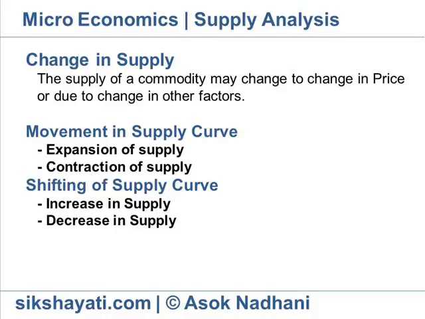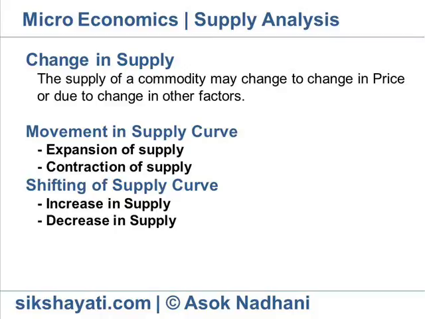Expansion of supply. When supply of a commodity increases on rise in its price, it is called expansion of supply. It is shown by upward movement of supply curve. Contraction of supply. When supply of a commodity decreases on fall in its price, it is called contraction of supply. It is shown by downward movement of supply curve.